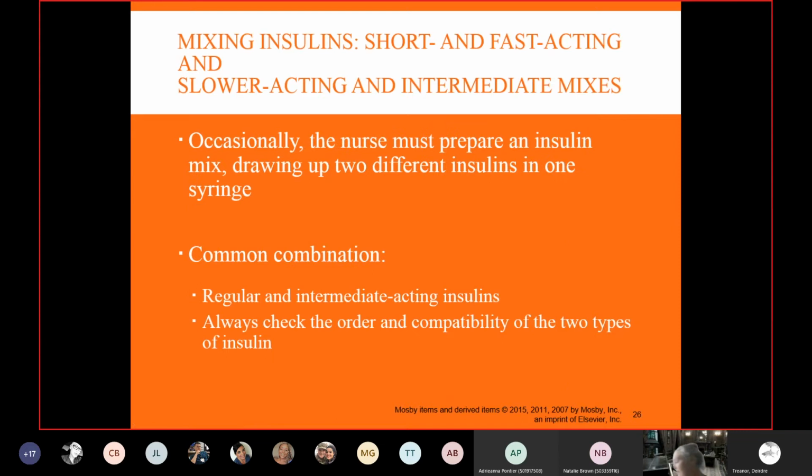Occasionally, you have to mix. So you're going to mix a slow release or intermediate acting with a regular. This can be used twice a day to help give what we call coverage.